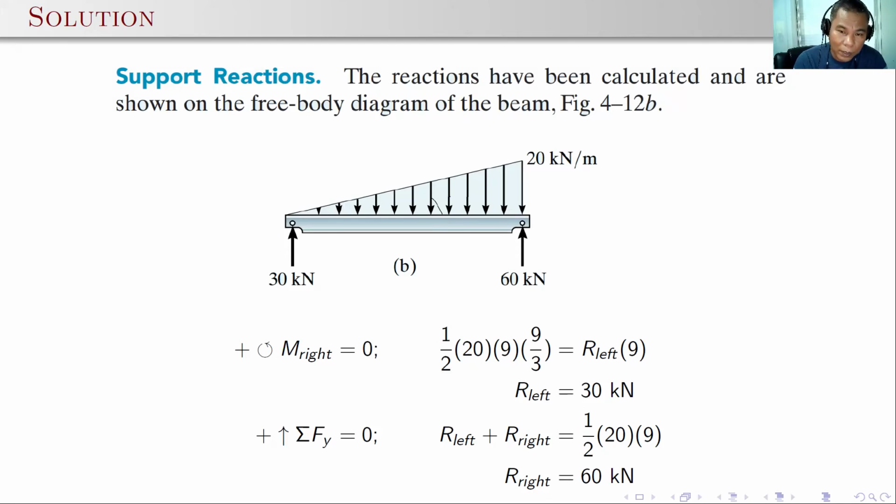So we expect here, because the loading is triangular loading, with this a straight line, the shear curve should be second degree, and the moment should be one more, the third degree.